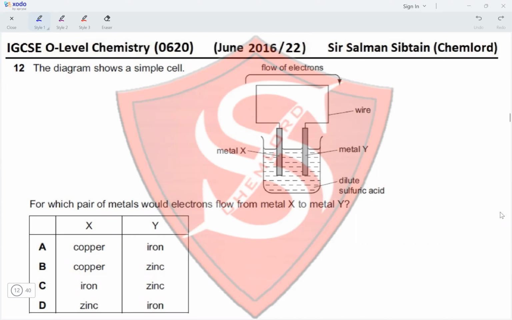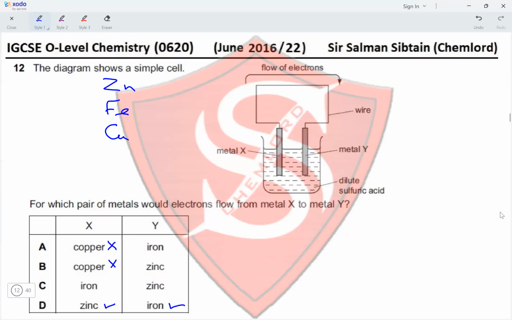So the metals are copper, iron, zinc. These are the combinations: copper, iron, and zinc. So zinc is more reactive than iron, which is more reactive than copper. So zinc would get oxidized compared to iron and copper. So we have zinc and we have iron. This is correct. Copper will never get oxidized compared to iron or zinc.